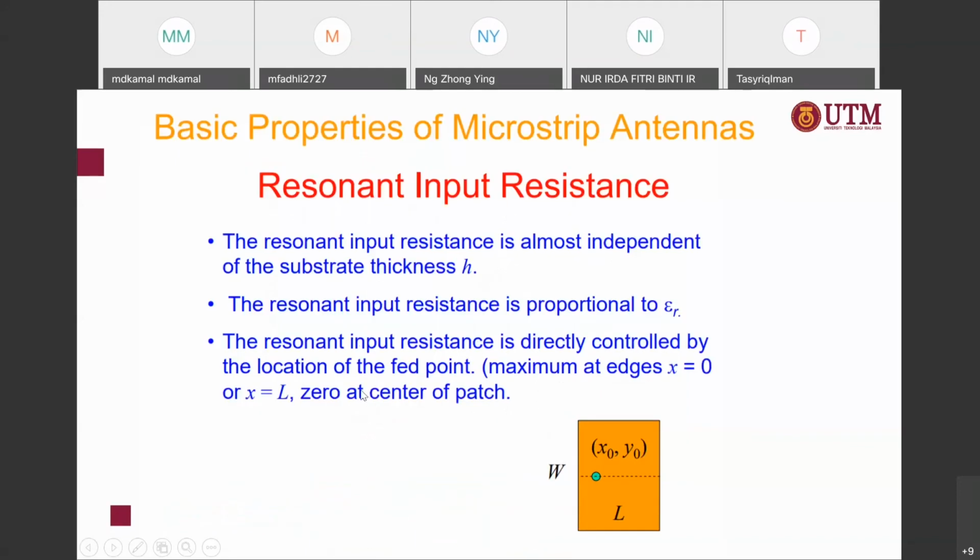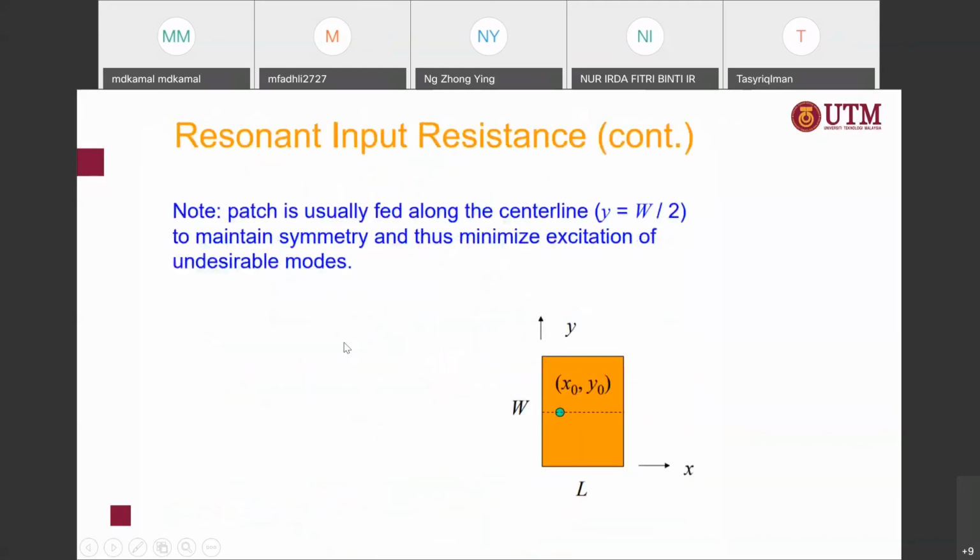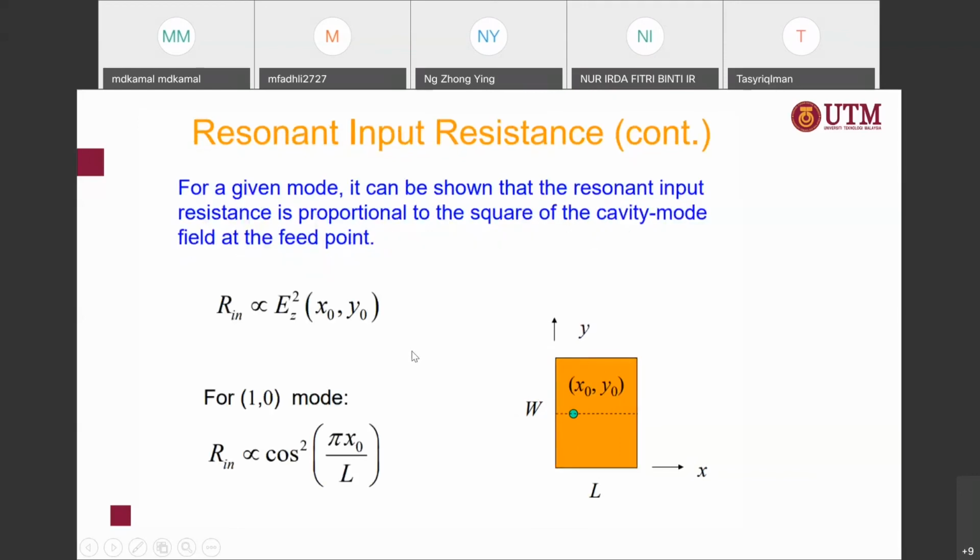This is the input resistance, how you want to find it here. The rule of thumb as well, if you want to find the resonant input, the patch is usually fed along the center line, W. Y is equal to W over 2, the center, to maintain symmetry and thus minimize excitation of undesirable modes. Usually the rule of thumb as well, for the feed you can have half of W with 1/3 of your L. Sometimes you can use that rule of thumb as well.